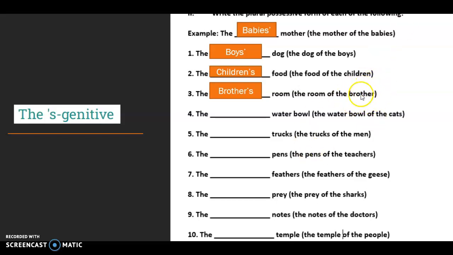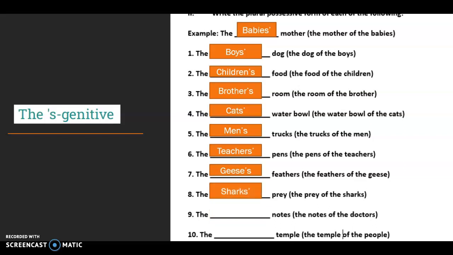In this case, it is singular. This example is an exception, but anyway. The water bowl of the cats, the cats' water bowl. Okay, in this case, the man's truck and the teachers' pens, the geese's feathers, the sharks' prey, the doctors' note, the people's temple.